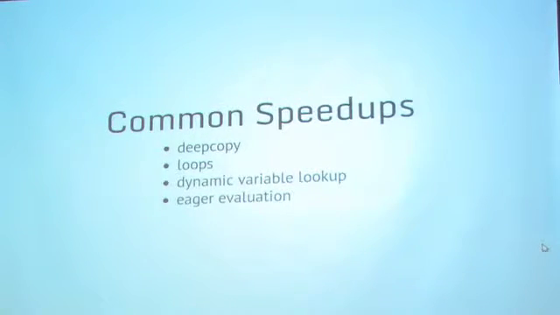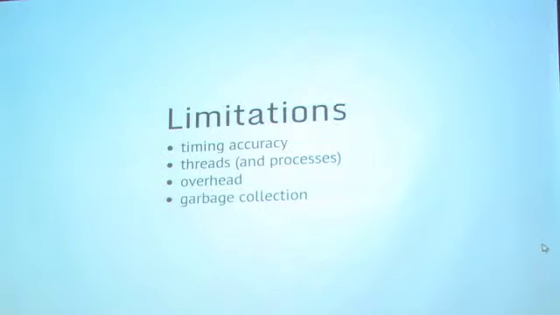Within a loop, dynamic variable lookup can actually be relatively slow. So if you get a reference to something outside of the loop and then use that reference instead of doing lookups into globals or lookups on classes, it saves you a bit of time. And as we saw in the first example, eager evaluation of things you don't need. So being able to replace them with either classes that do lazy evaluation or passing in functions that get lazily evaluated allows you to save some time.